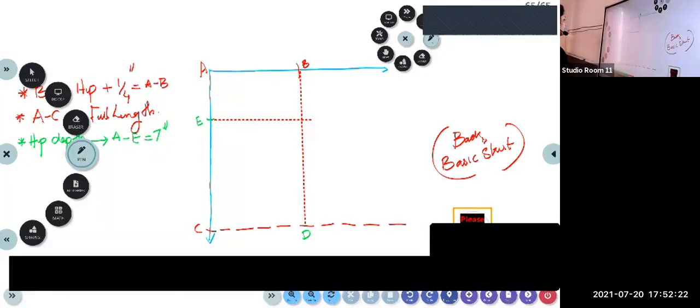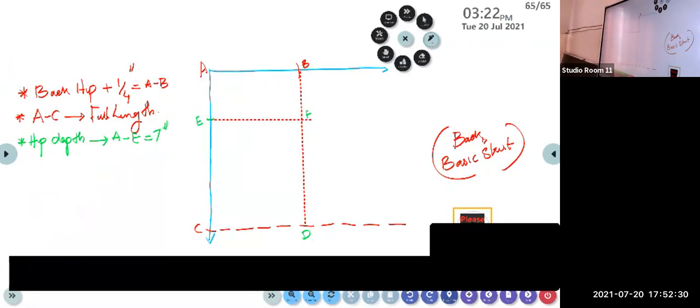So now we can mark this intersection F. The next thing we're going to do is mark 2 inches above point F on this line BD, and you can mark it F1. So F to F1 measurement is 2 inches.